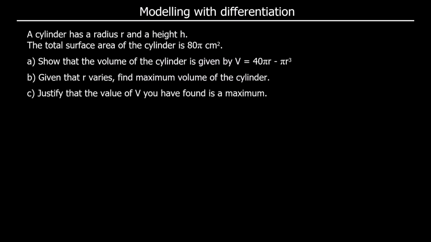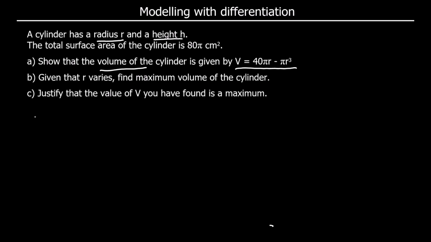Here's another question. A cylinder has radius r, height h. The total surface area of the cylinder is 80 pi centimetres squared. Show that the volume of the cylinder is V equals 40 pi r minus pi r cubed. So we need to use the surface area and the volume formulas.